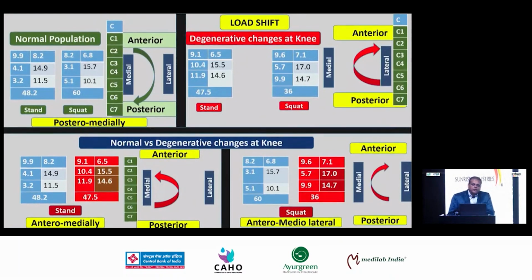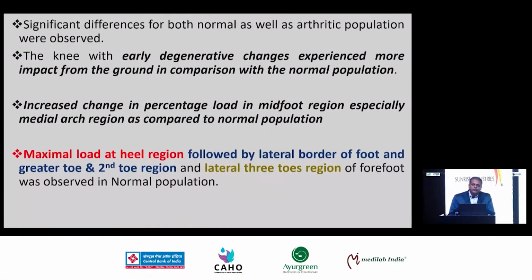Here is the load distribution pattern: for the normal population it is posteromedial, while for the arthritic population it goes anterolateral and anteromedial. Significant differences were observed between the normal and arthritic populations, and those with early degenerative changes experienced more impact on the ground in comparison to the normal population.